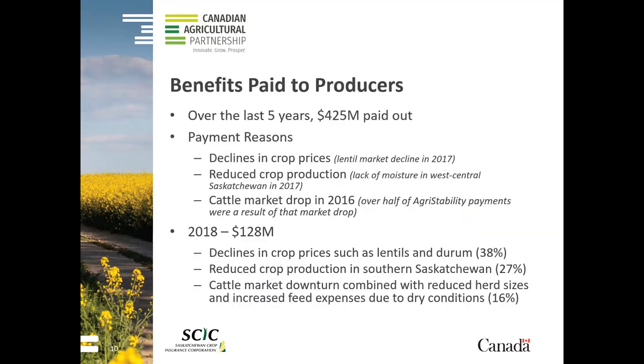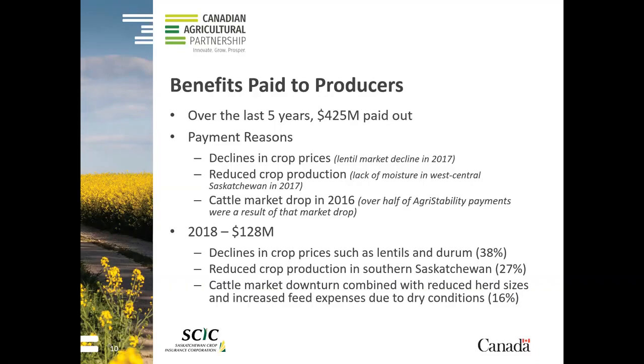So, benefits paid to producers. Over the last 5 years, so from 2014 to 2018, there's been over $425 million paid out to Saskatchewan producers. So the reasons for these payments: in 2017, there was crop price decline, particularly in the lentils due to market access issues to India. This decline in prices factored into many of our 2017 benefits. West Central Saskatchewan was also affected greatly by dry conditions in 2017, and the reduced crop production factored into benefits as well. In 2016, there was a record drop in the cattle market, and this created over $43 million of benefits to cattle producers in that year.